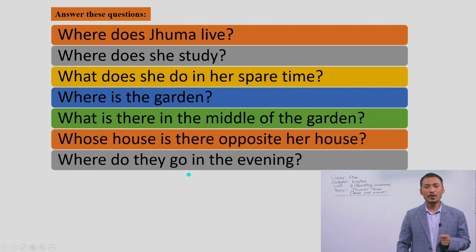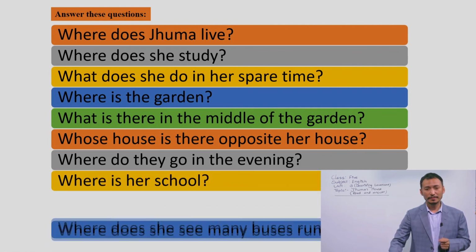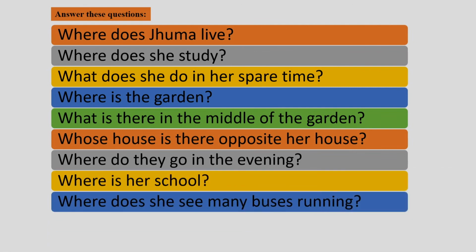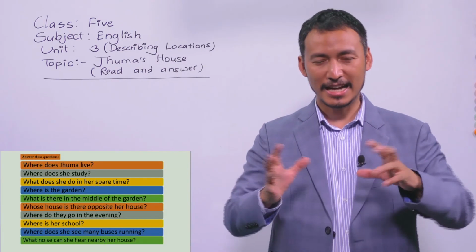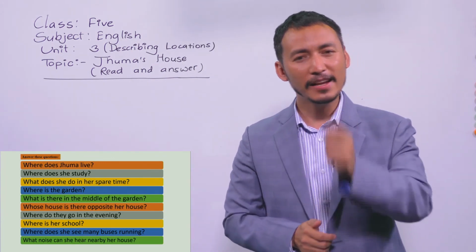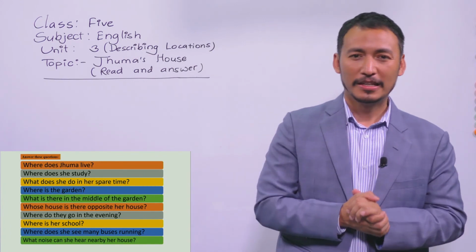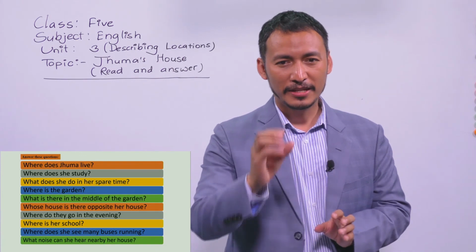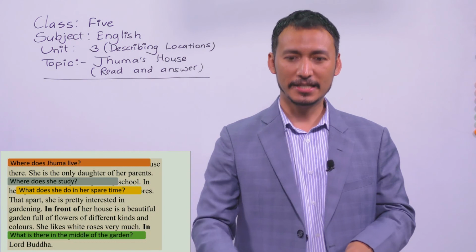And where do they go in the evening? Where is her school? Where does she see many buses running? And what noise can she hear nearby her house? These are the questions that tell the whole story about Zuma's house. Now, I'll help you to answer these questions. Don't worry, students. I have more information about these questions from the text. So, let's look at the text here.